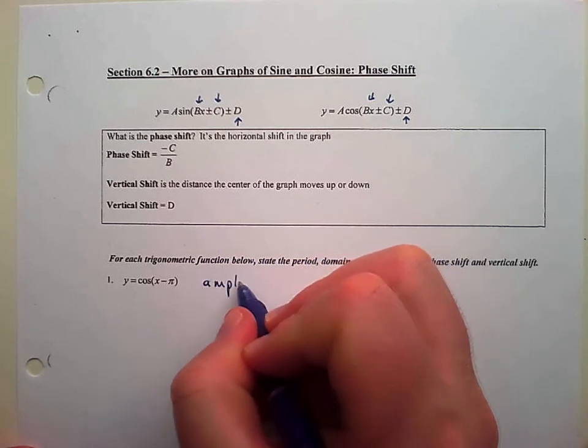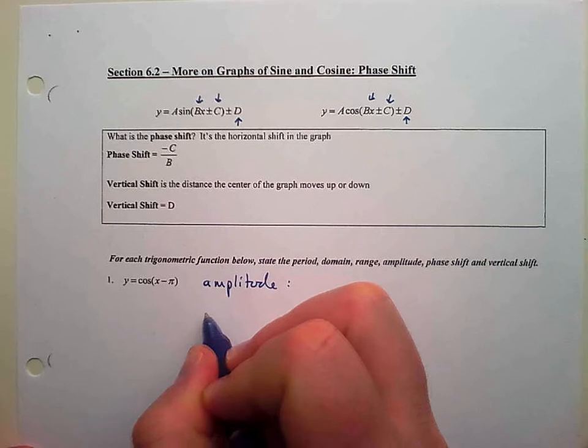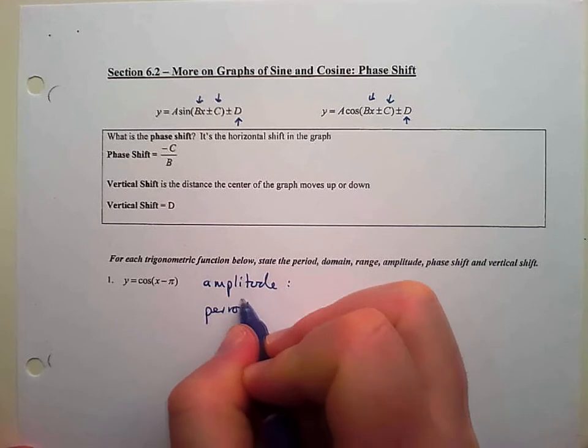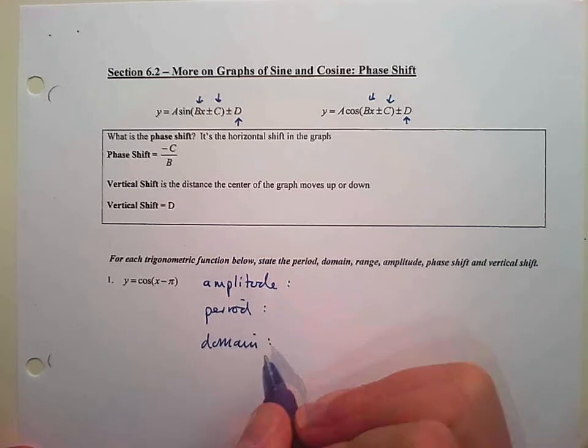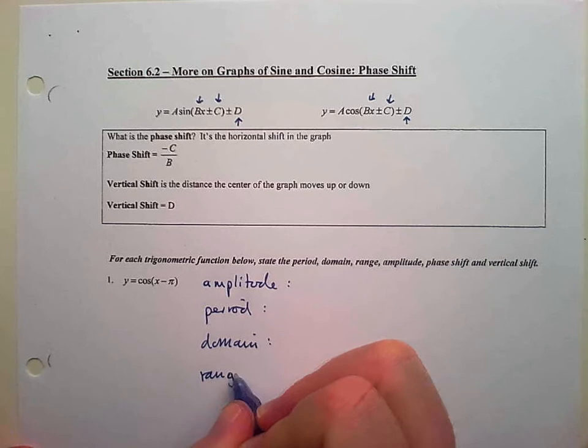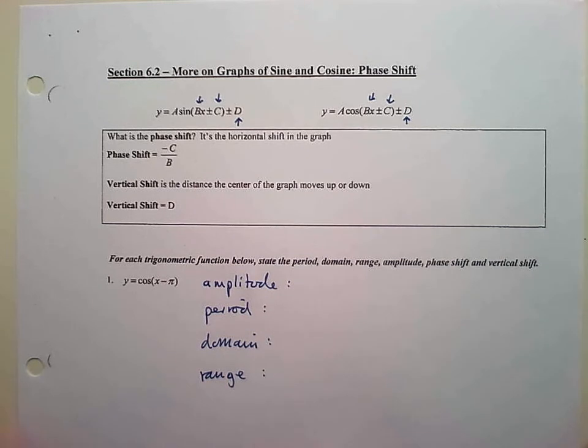In the same order that we had the answers in the previous section, let's talk about our amplitude, the period, the domain, and the range. And now what we're going to add to it is the phase shift and our vertical shift. Alright, so let's do it.